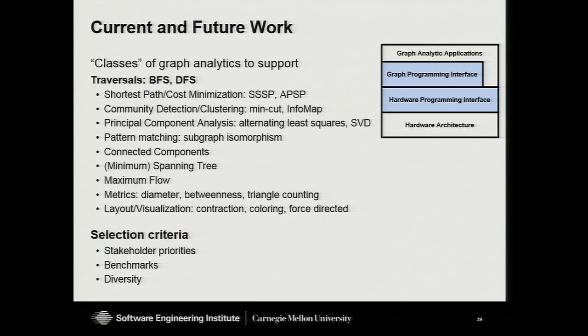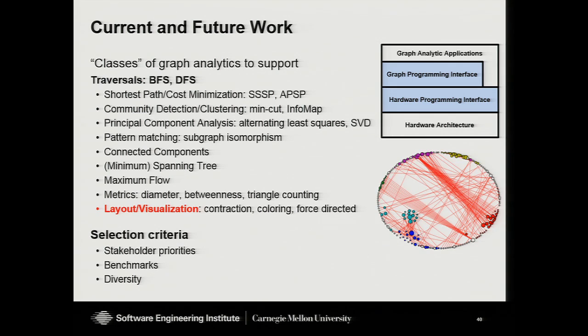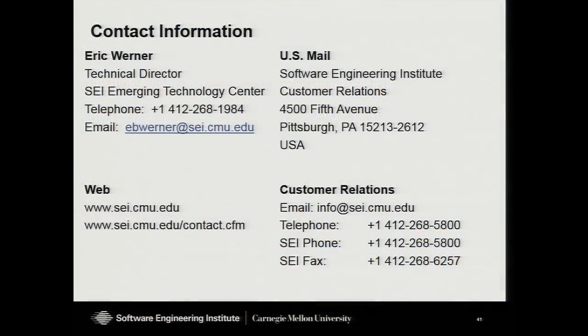So, some future work: more traversals. We're doing breadth first search, depth first search, shortest path, all the things that you heard about earlier today, things that people are doing for their mission. We're looking at that for our future work. And I want to call out one in particular, layout and visualization. It's really hard for a human to reason about 1 million things. So visualization is really, really important.